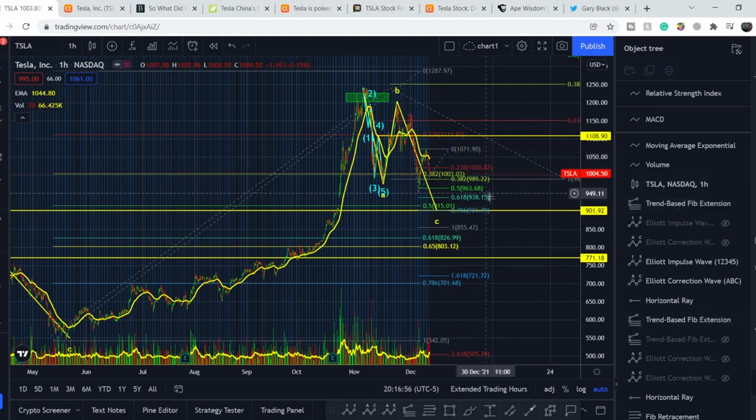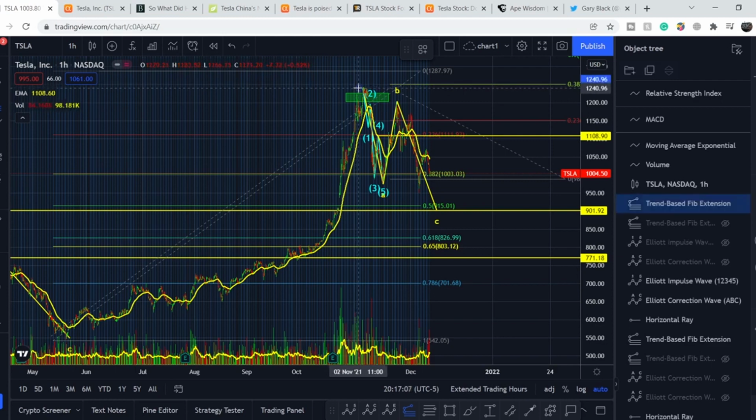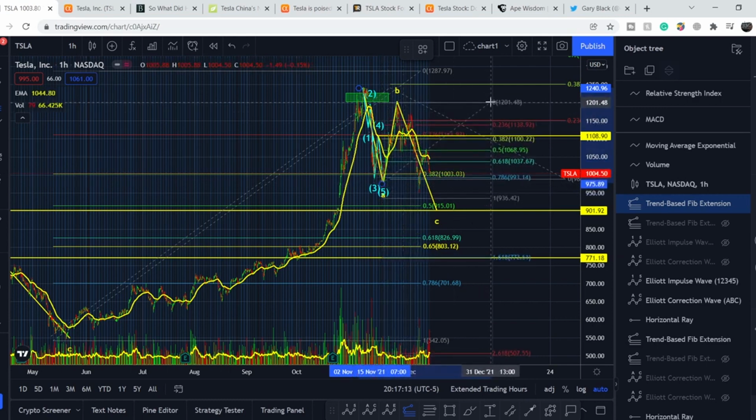But also we can project, let me show it to you right here, the length of the C wave compared to the length of the A wave. And usually this ratio is 1 to 1. If I pull the Fibonacci extension tool from this top to this bottom and to the top of the B wave, what do we have here? $936.42 is our 1-to-1 extension, and we didn't quite hit it with this movement to the downside, and we have to finish the bottom of our 5th wave.